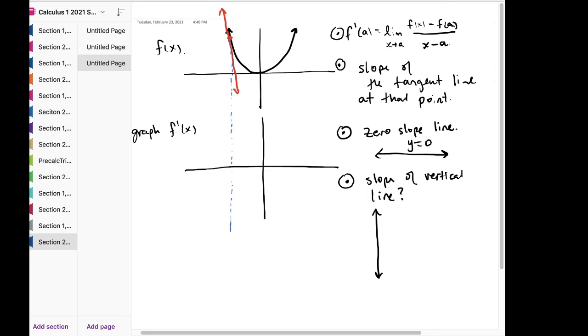And there are a couple of ways you can see this, based on the definition of the derivative, right?